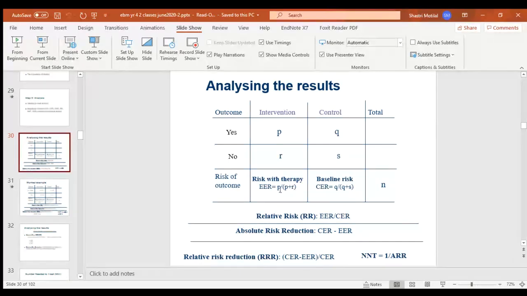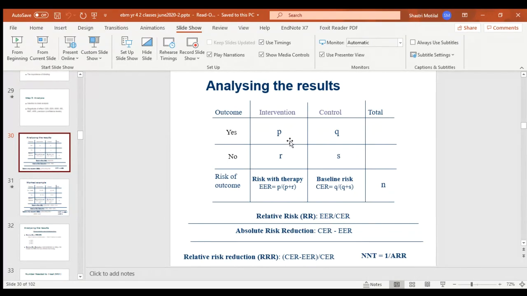So what's this thing called the EER? It's not stated on this slide, but I suppose you can make a note of it. The EER is the experimental event rate. Essentially it is the prevalence rate, or the incidence rate, I should say, in the intervention group. And the CER is the control event rate. Essentially, this is the incidence rate in the control group. So note how EER is calculated: P over P plus R.